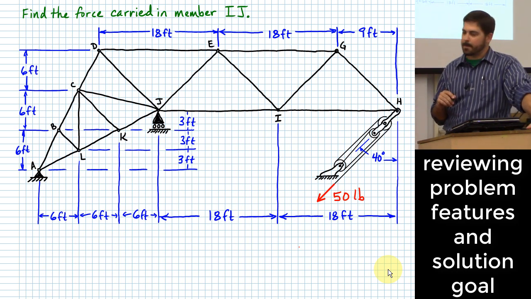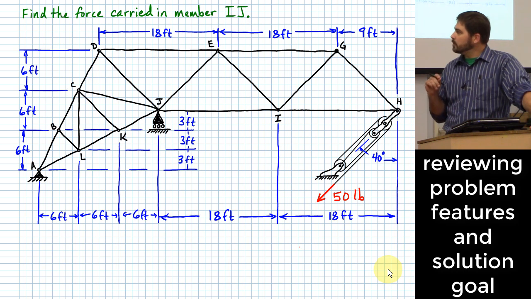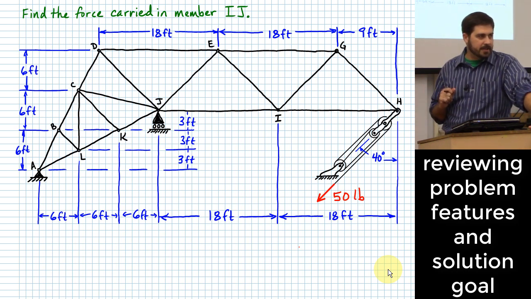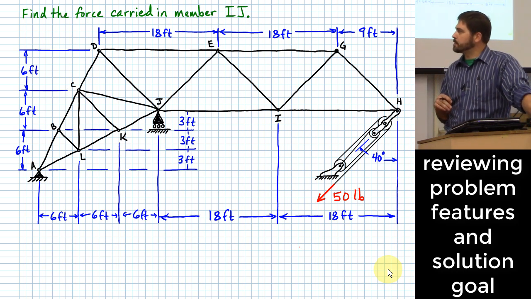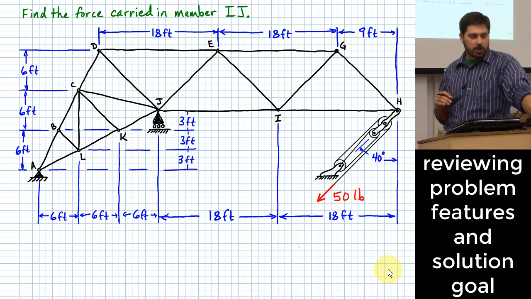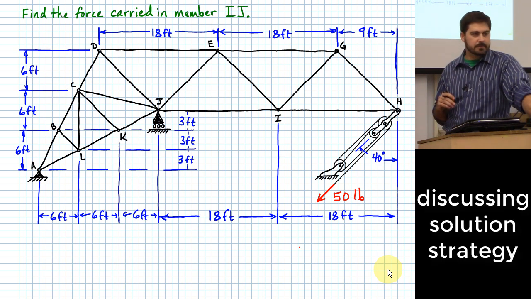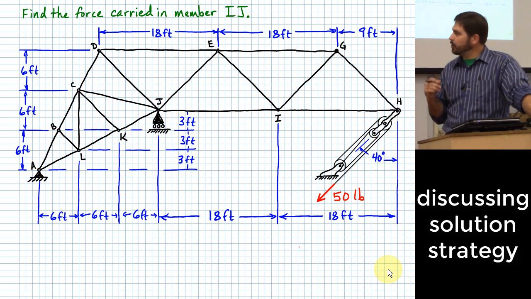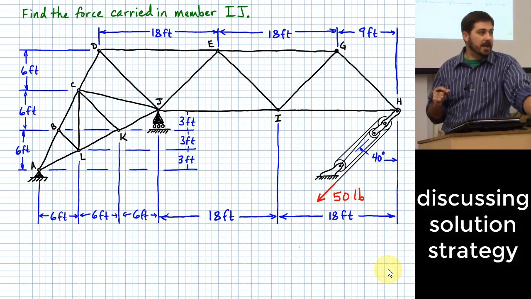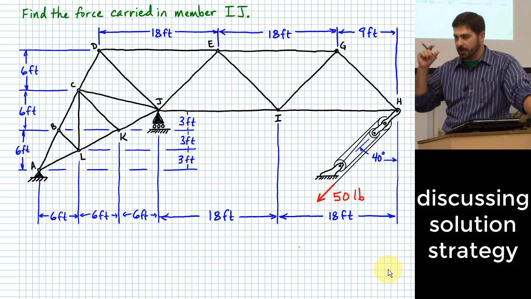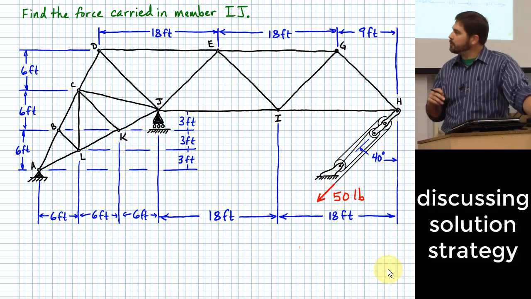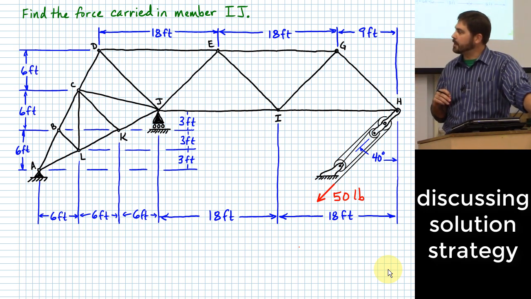All right? So, question for you. If you encounter this, and you're trying to find this force in IJ as quickly as possible, what are you going to do first? A lot of you are answering something along the lines of method of sections, and I think you're probably right in terms of how you should think about doing the truss problem. So I think that is definitely where we're going to go.